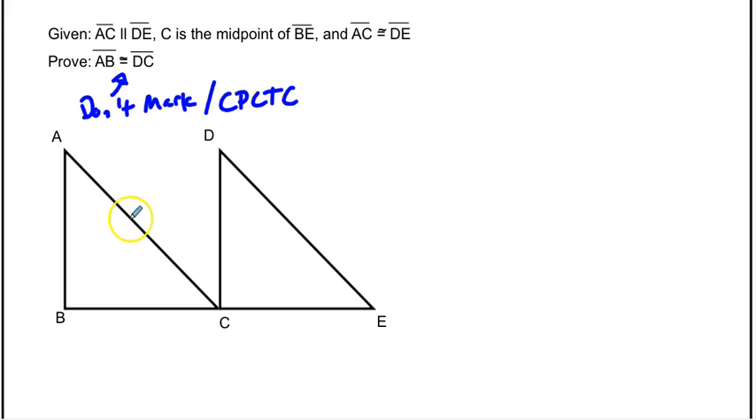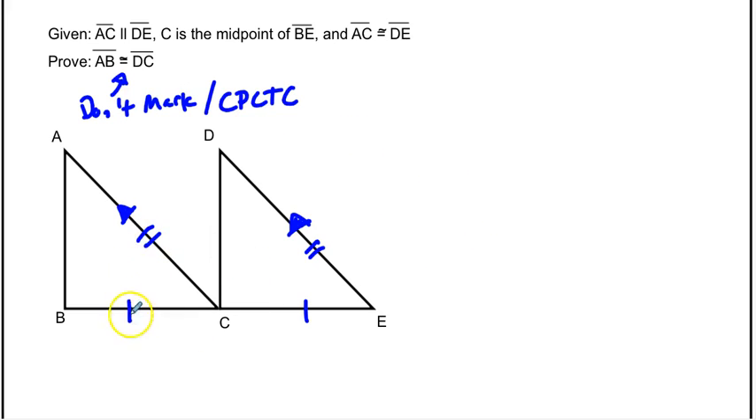So first, we know that AC is parallel with DE. Okay, that's number 1. 2, I know C is the midpoint of BE. If C is the midpoint, then I know BC is congruent to CE. Remember, the midpoint cuts a line in half. All right, and then finally, I also know that AC is congruent to DE. We'll mark that as well, just like that. Look how beautiful that is. All right, now let's get in.